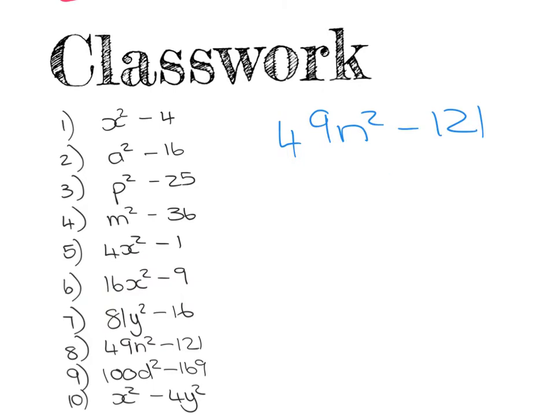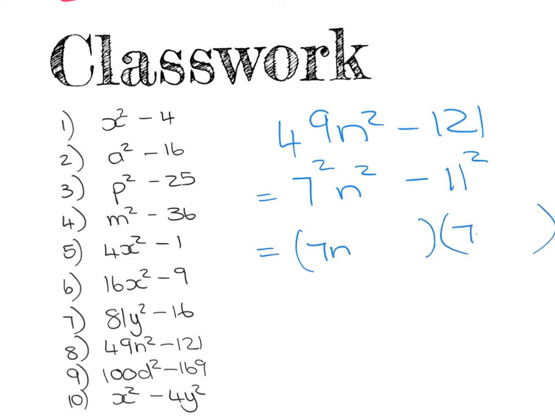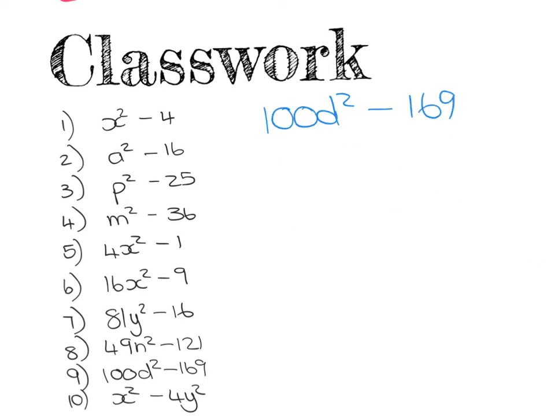Okay, 49 is 7 to the power 2. N to the power 2 minus 121 is 11 to the power 2. Well done. So this is two brackets: 7n on both sides, plus 11, minus 11. I'm so proud of you. Let's do number 9. Okay, stop your video now and do it.